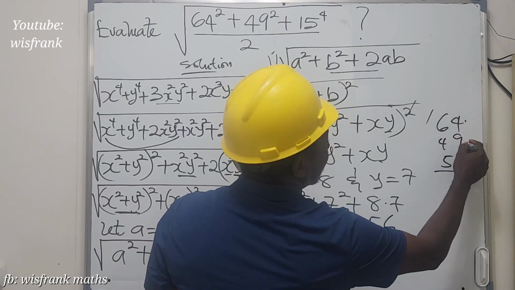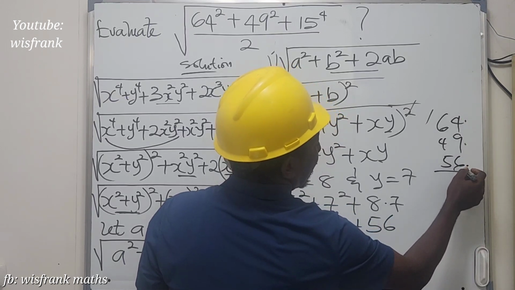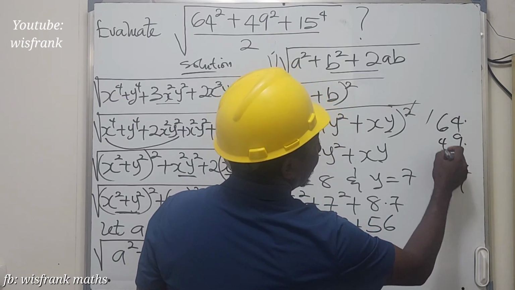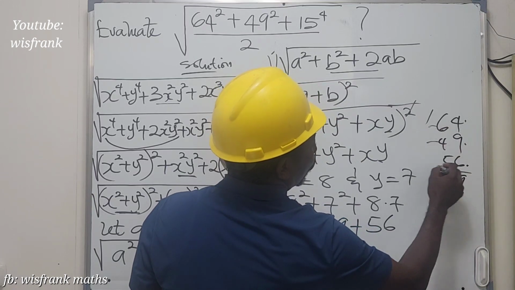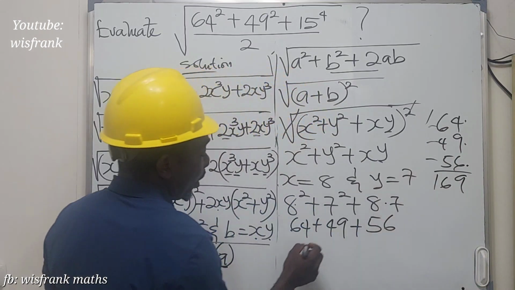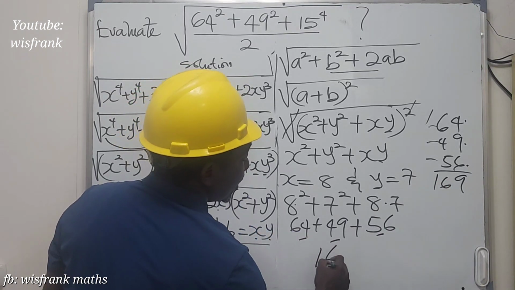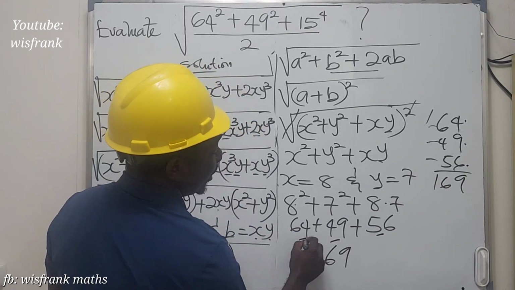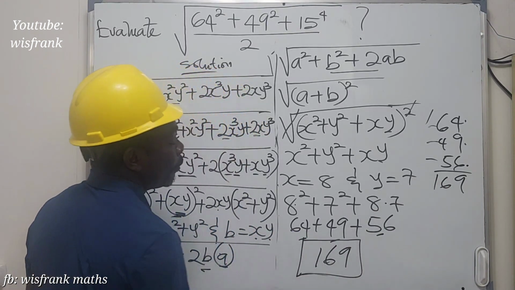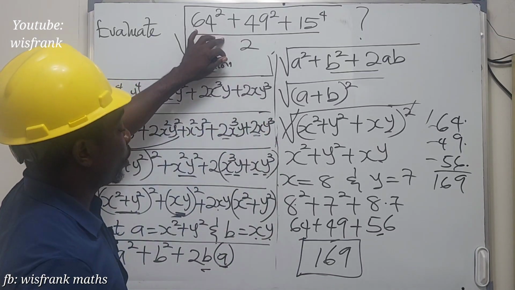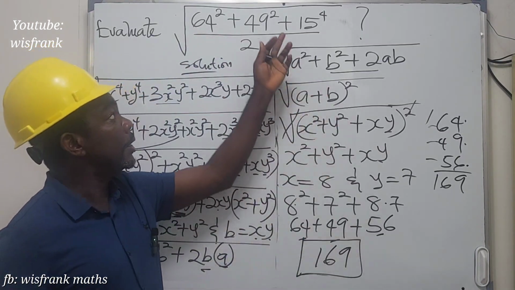So when we add here, 4 plus 9 is 13. 13 plus 6, we have it 9, carrying 1. So we have, this is 10 plus 1, we have 6. So here, if we add this and this, it will give us 169. So 169 is the value of our evaluation from this question. 169 is the value of this.